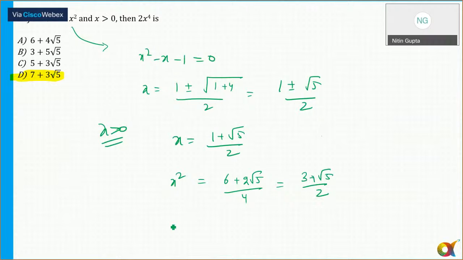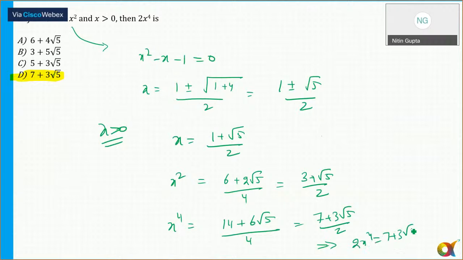Again take square, x raised to power 4. So 3 square is 9, 9 plus 5 is 14, plus 2 into 3, that is 6 root 5, by 4. So this is equal to 7 plus 3 root 5 by 2. And that is the answer. So this was also an easy one, no hi-fi funda is needed, a very straightforward question.